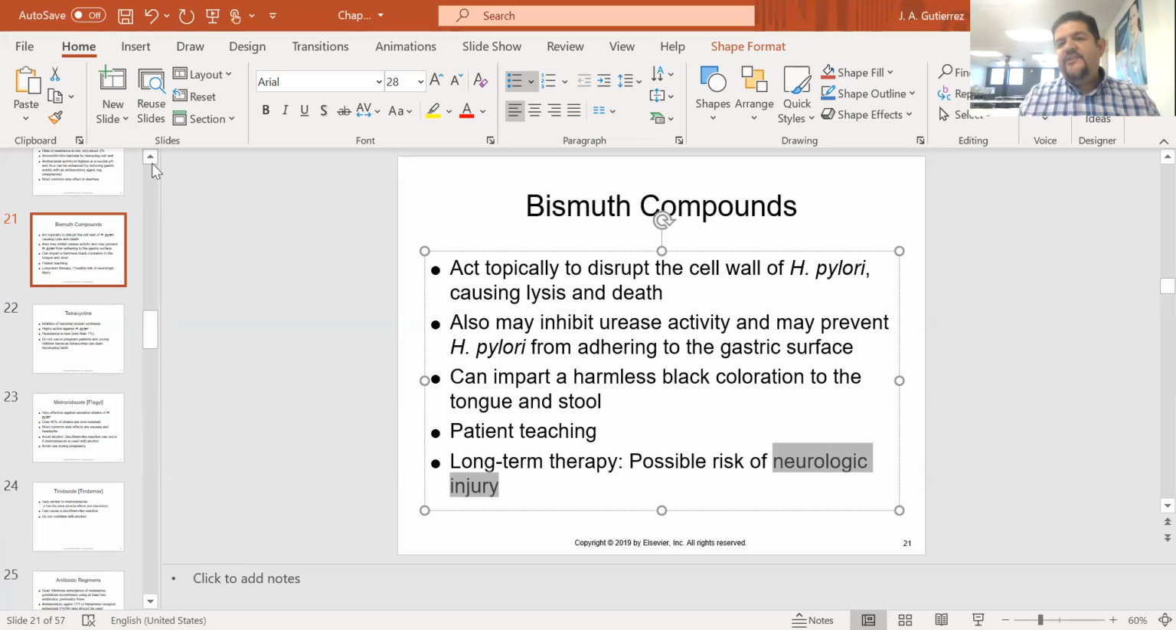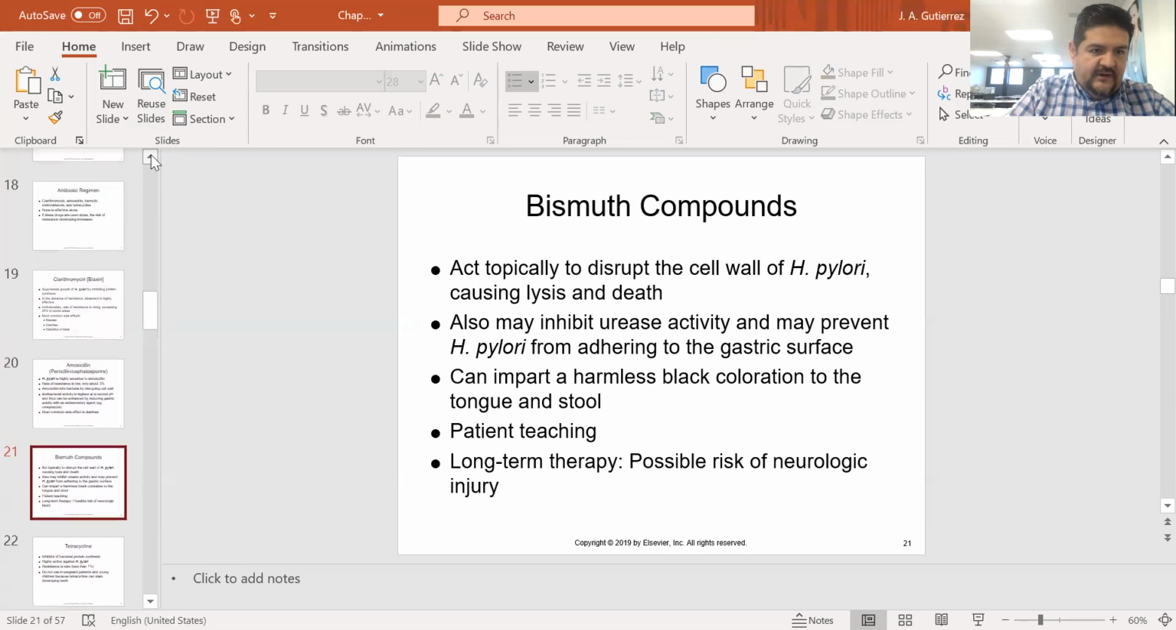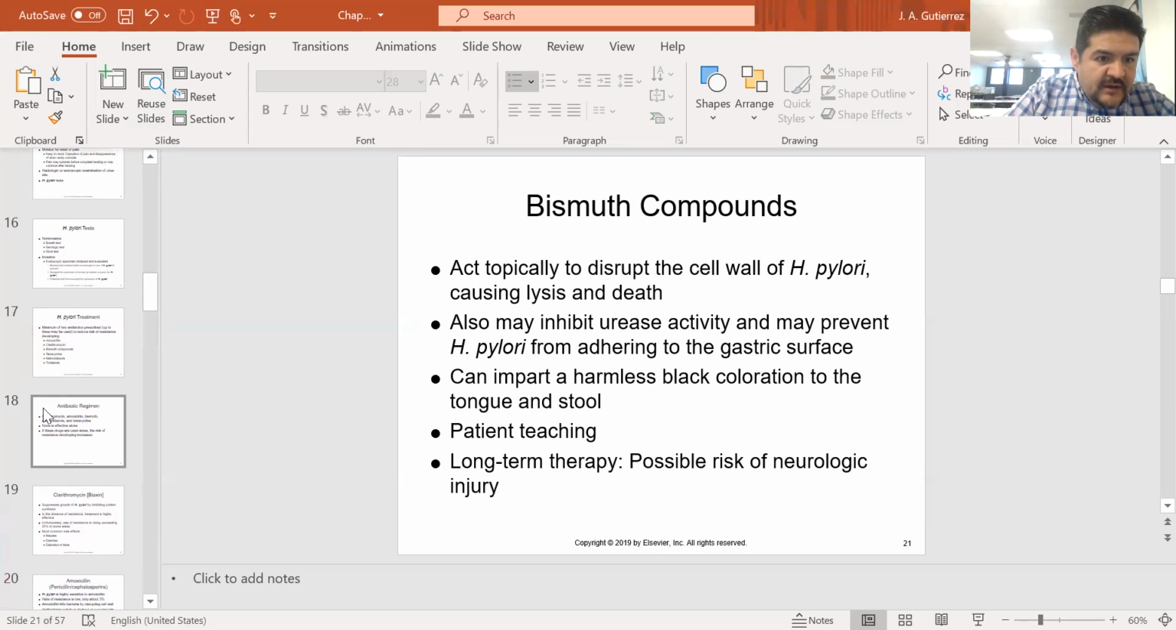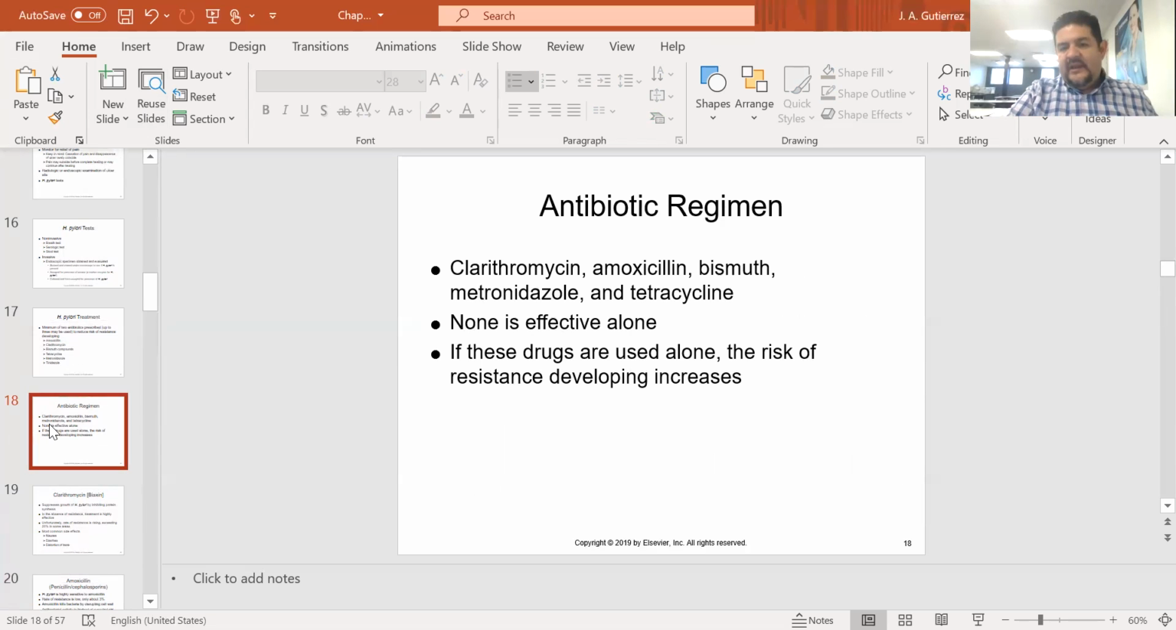So if the patient has a peptic ulcer because of H. pylori, that is the treatment. So again, the patient is going to take a combination of clarithromycin, amoxicillin, Pepto-Bismol, metronidazole, and tetracyclines. Usually the treatment is a week.